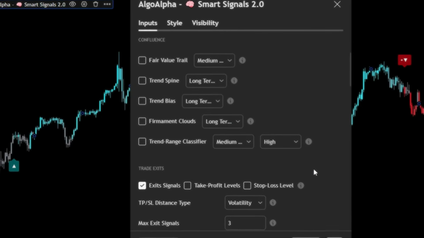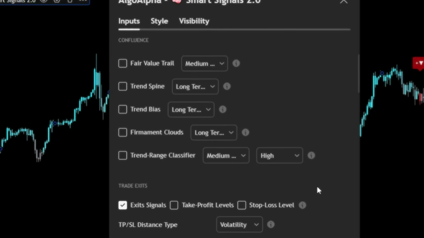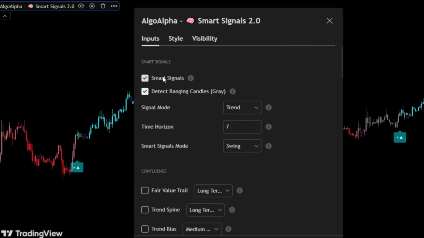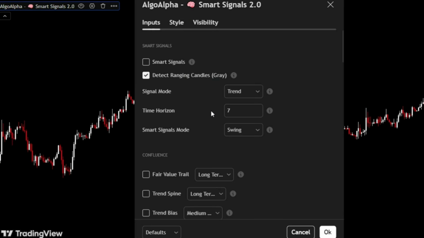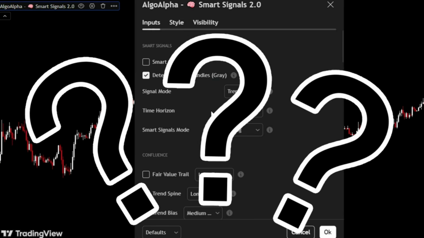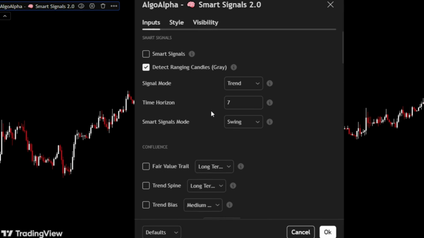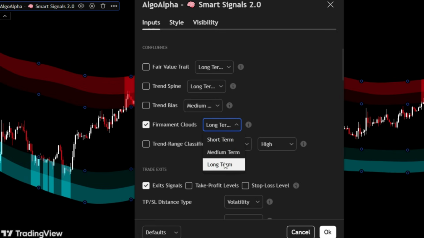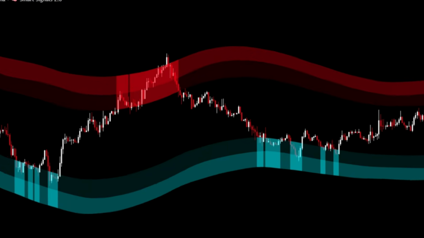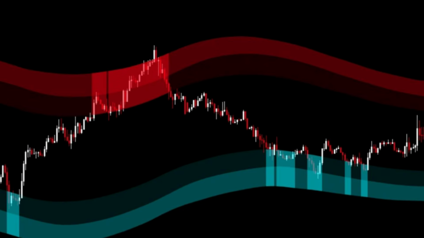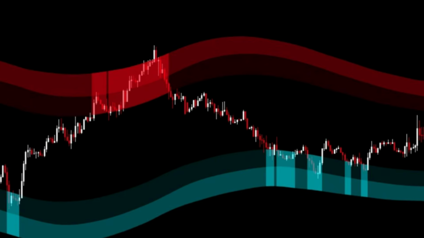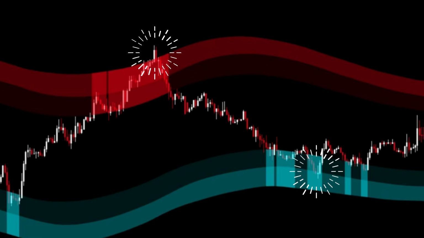Now let's check out the final element of this indicator, maybe the most important part of the whole system. In the settings, I uncheck the signal item, because at this point it is not really needed anymore, and you'll see why in a moment. So scroll down and turn on the firmament clouds, and set them to long-term mode. The first thing you'll notice is that it acts as a strong dynamic support and resistance zone. When candles touch it, there's often a high chance of a reversal.